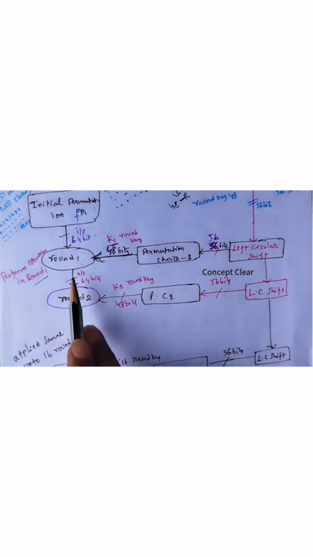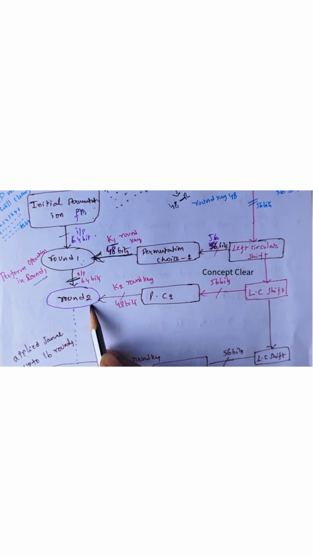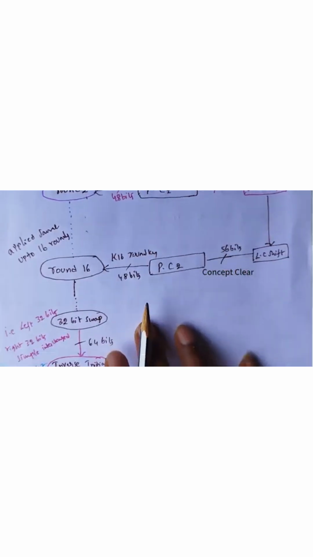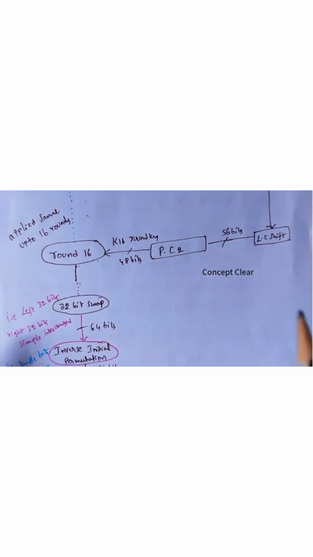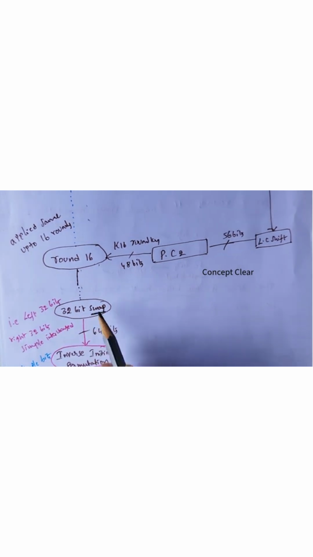Next, after performing round one, the output will be taken as input to round 2. After that round 3, after that round 4, and the same operations will be performed up to 16 rounds. After 16 rounds the data will be divided into two 32-bit halves, and these left side and right side parts will simply undergo the swap operation.